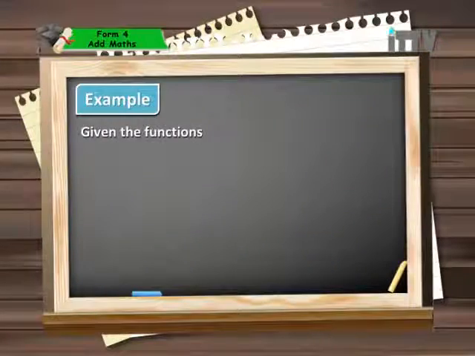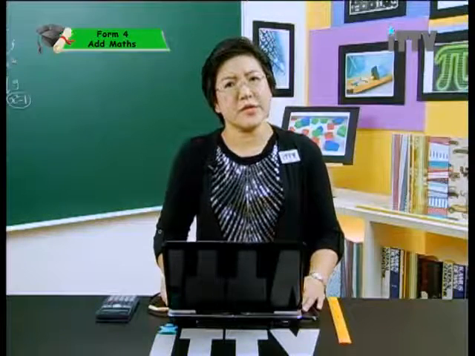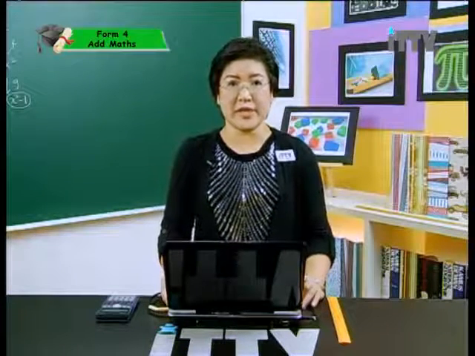In this example, we are given two functions, which are f, which maps x onto x squared, and g, which maps x onto 1 over x plus 3. Do take note that a condition for function g is that x cannot be equal to negative 3. Now viewers, I wonder if you know why such a condition needs to be placed.